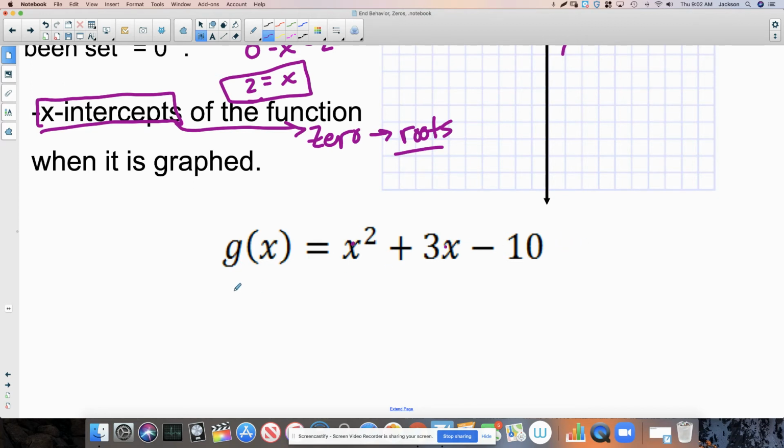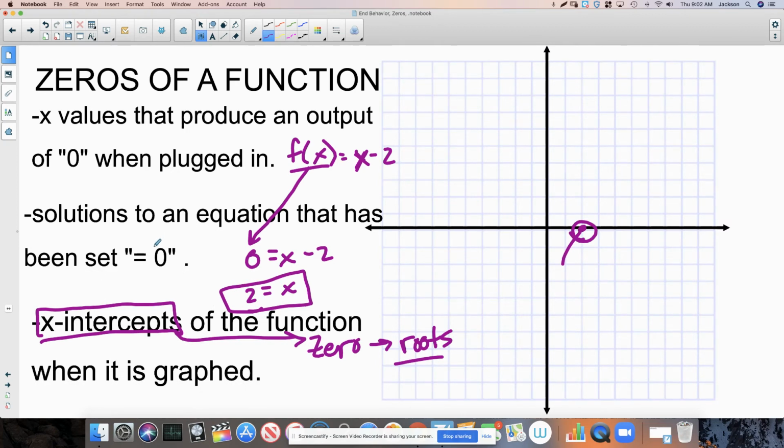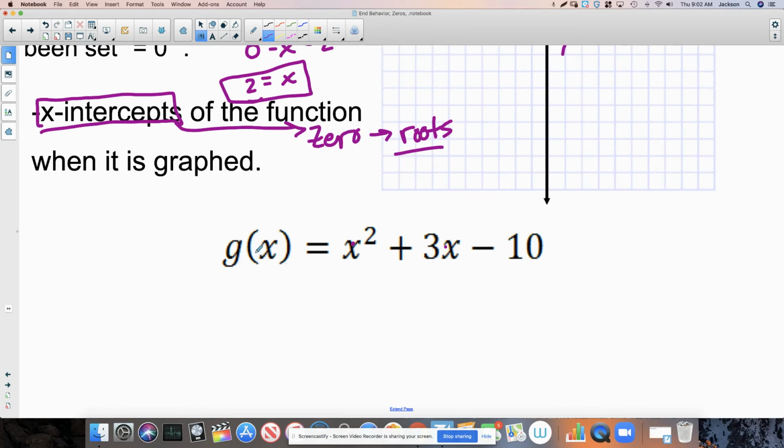Or the second definition, solutions to an equation that's been set equal to 0. So we could say, okay, here's my function. If I set this equal to 0 and solve, this will help me find the zeros, right? The third option, which is the easiest, is just to graph this and find those zeros, find those x-intercepts, okay?